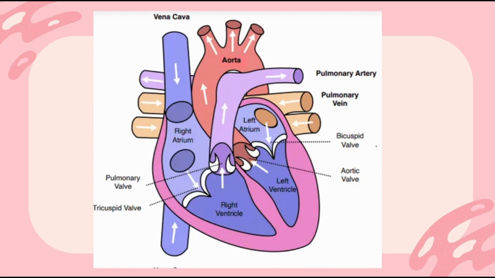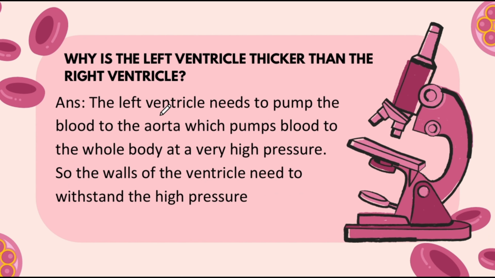If you were given a question like this in your exam, then make sure to write it this way. The left ventricle needs to pump the blood to the aorta, which pumps blood to all parts of the body at a very high pressure. So the walls of the ventricle need to withstand the high pressure. That's why the wall of the left ventricle is thicker than the right ventricle. I hope this makes sense to you. This is a 3 marks question overall.